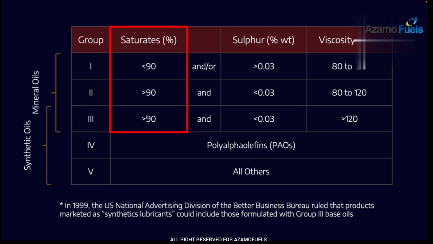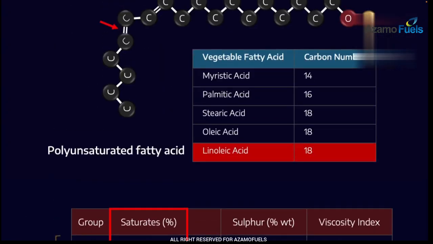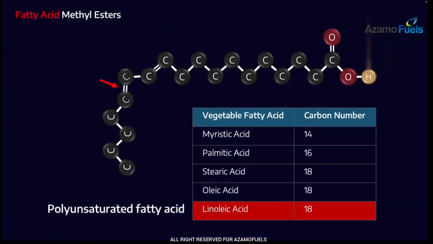And the more saturated the end product is, the higher quality the product is. Now, why is that? It's because in a double bond, the second bond is easier to break than a single bond, so it's less oxidatively stable. So molecules that are unsaturated tend to be less oxidatively stable.